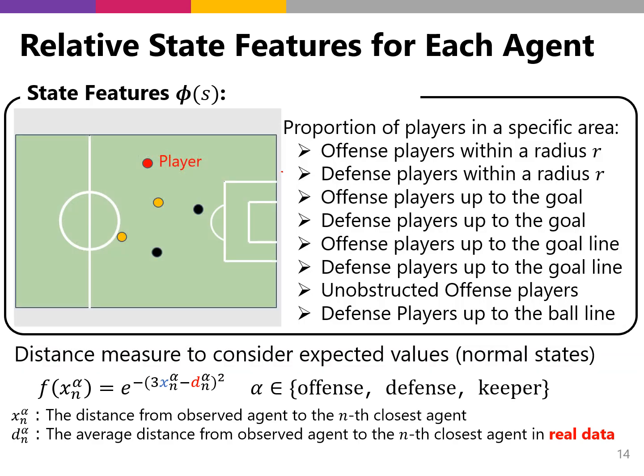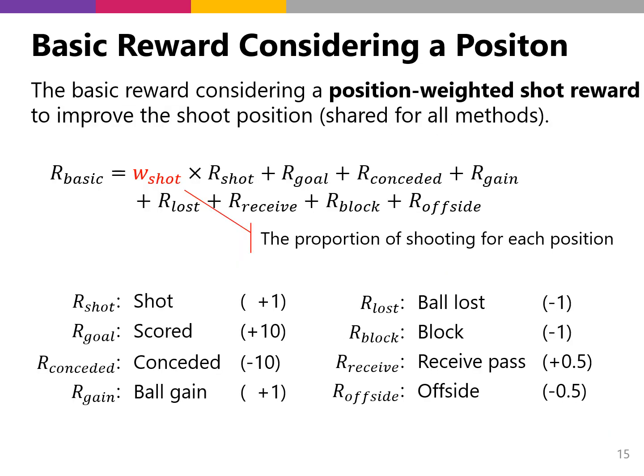Moreover, I talk about proportion features. The proportion of players to the goal line is computed on this area. The proportion of players to the goal is used on the triangle area. And the proportion of players who could pass is computed like this. We propose a basic reward that considers a position-weighted shot reward to improve the shot position. The weight of position is computed from real data, and the weight values are the proportion of shooting for each position, 8 by 5. And this basic reward is shared for all methods. Other rewards are as follows.